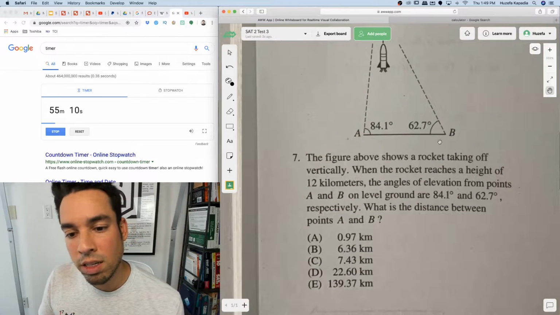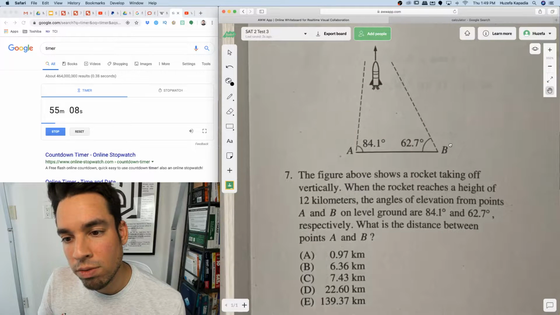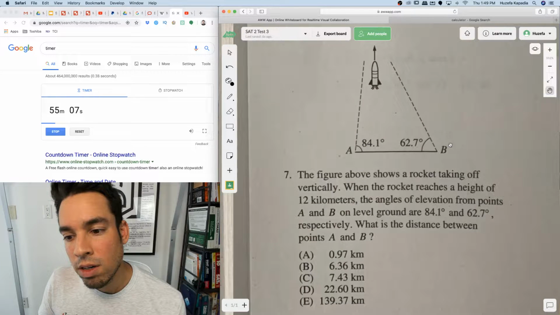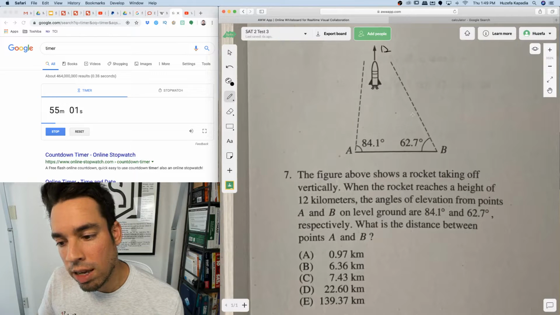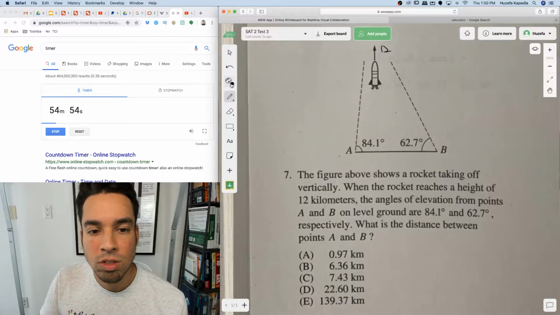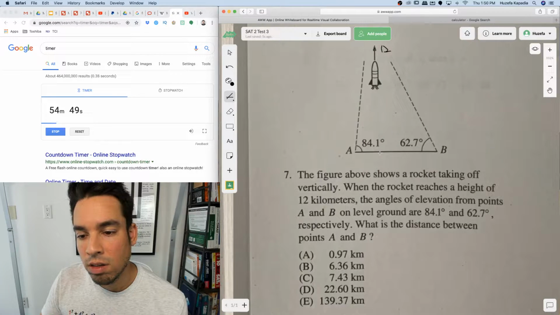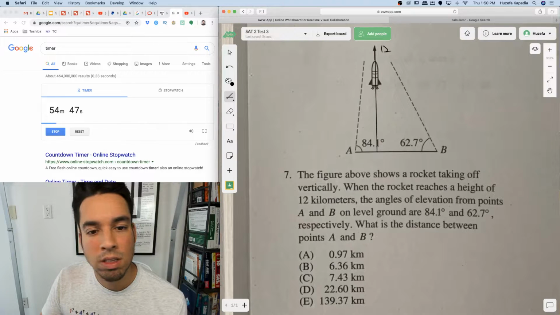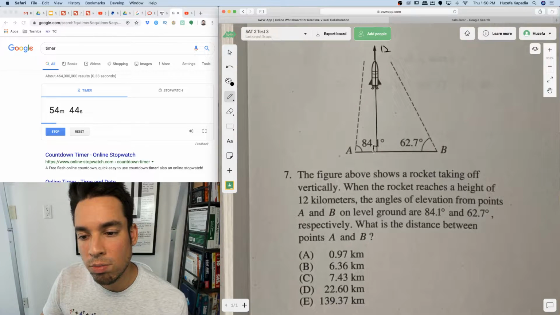The figure above shows a rocket taking off vertically. When the rocket reaches a height of 12 kilometers, the angles of elevation at points A and B on level ground are 84.1 and 62.7 degrees respectively. What is the distance between points A and B? Got it. Okay, so I'm going to create a line straight down, and I'm going to say these are two right triangles, boom and boom. And then let's just pretend it's kind of going like this, whatever. It's not perfect.